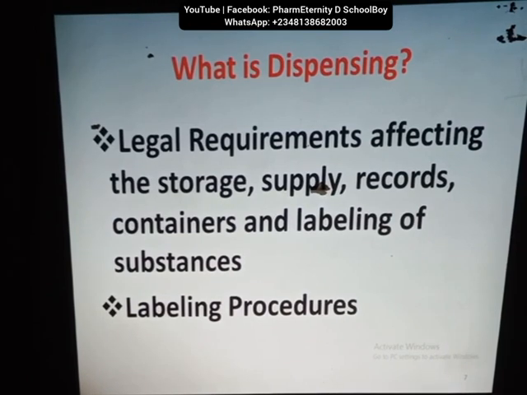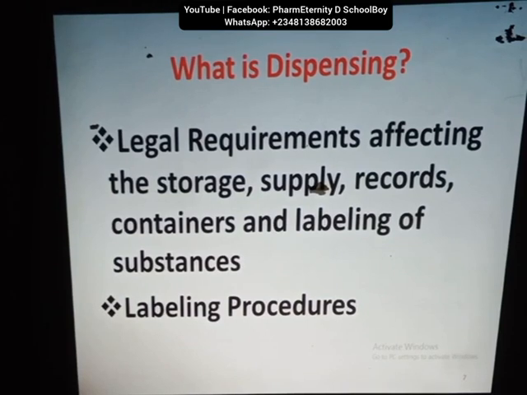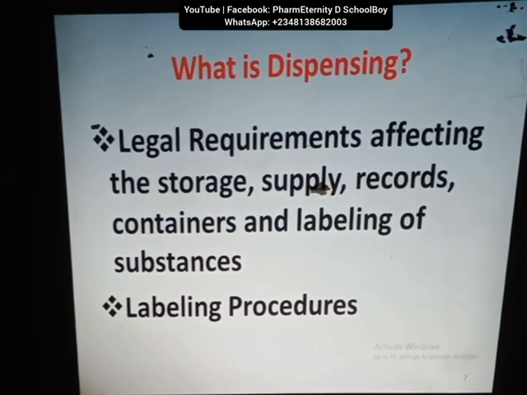The same thing with records. If you don't know that a poison, a controlled drug, should be stored in a poison cupboard, and when given to a patient, it should be properly and duly recorded in a poison book, there will be trouble. You keep having issues with the regulatory bodies, and not just that. You may enter trouble because your medicine entered the wrong hands. So also, the legal requirements for the container and labeling of substances are very important too. So another important knowledge is labeling procedures.